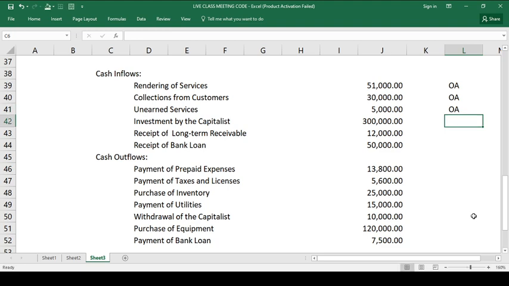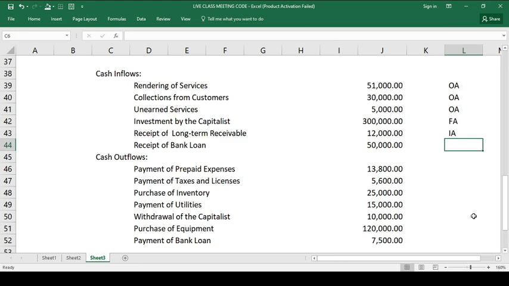Investment by the capitalist, because this investment of the owner will affect the equity section of the balance sheet. This is a financing activity. Receipt of long-term receivable. Take note, long-term receivables are non-current assets. So, this is considered as investing activity.